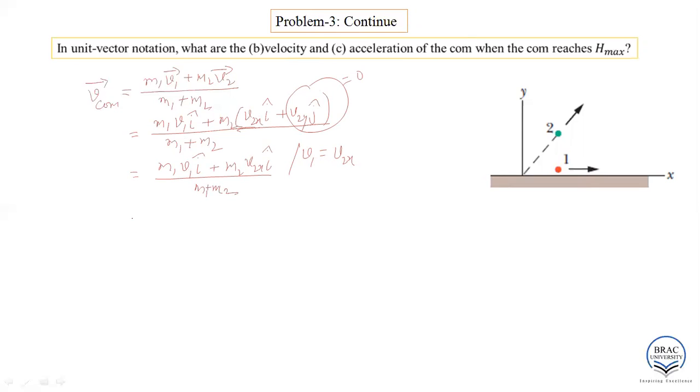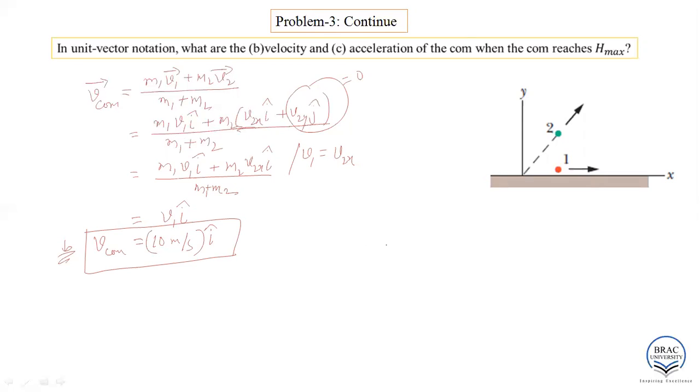Okay, so what do we get actually? We get actually here that v1 i. Okay, so this is equal to 10 meter per second i, which is the velocity of the center of mass for the system of two particles. It is the answer of part B.